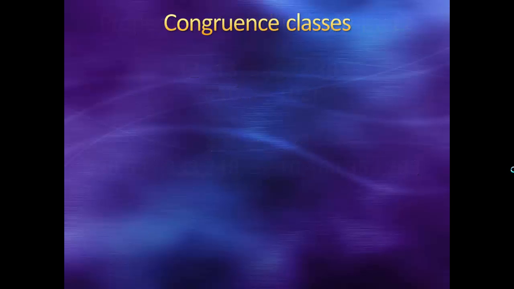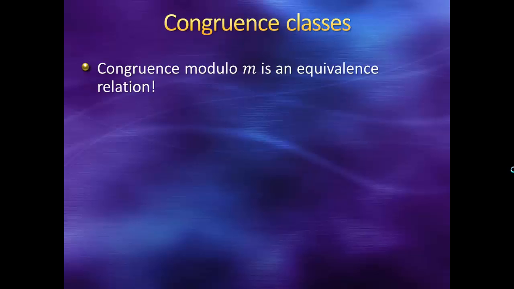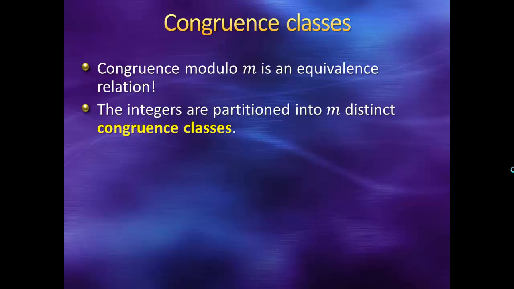Now, with all this talk about congruence, a question might have popped into your heads. The congruent symbol sure looks like an equal sign, but the question is, does it act like one? In other words, is congruence modulo m an equivalence relation? Absolutely. It satisfies all 3 properties. Congruence modulo m is reflexive, symmetric, and transitive. So, as we said when we talked about equivalence relations in Lecture 8, the equivalence relation of congruence modulo m partitions the integers into m distinct equivalence classes, which in this case we actually call congruence classes.